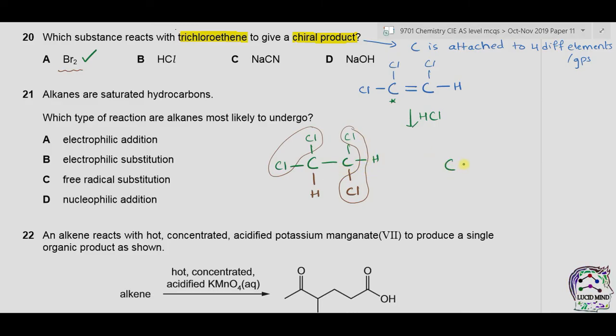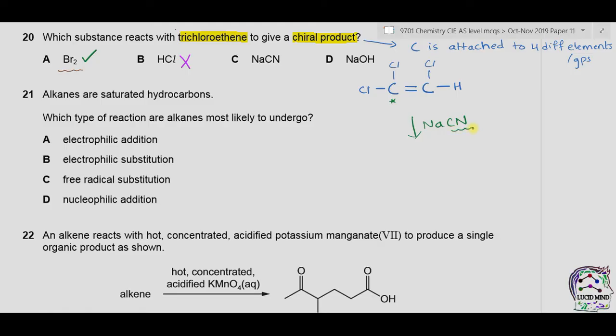The second product formed could be like this. Now chlorine is attached with the first carbon while hydrogen is attached with the second carbon. Again we can see that similar atoms are present on each carbon, so therefore the product is not chiral. So B is incorrect. Third is the reaction with sodium cyanide.